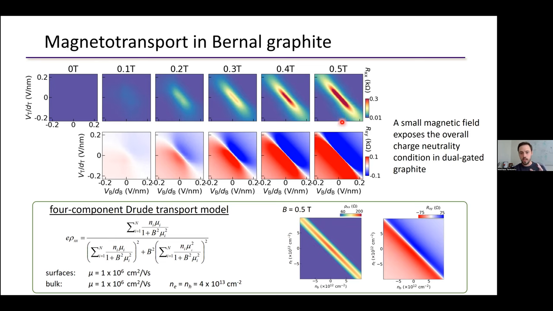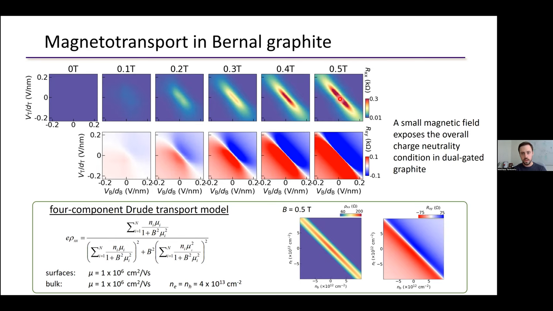So the key thing here is that this model is assuming that we can change the properties of the surface accumulation layers, but that gating has no ability to change what's happening in the bulk. These bulk parameters are fixed, whereas the surface doping is allowed to vary. And so what I think this is saying is that a small magnetic field is essentially exposing the condition of overall charge neutrality in this dual-gated graphite.